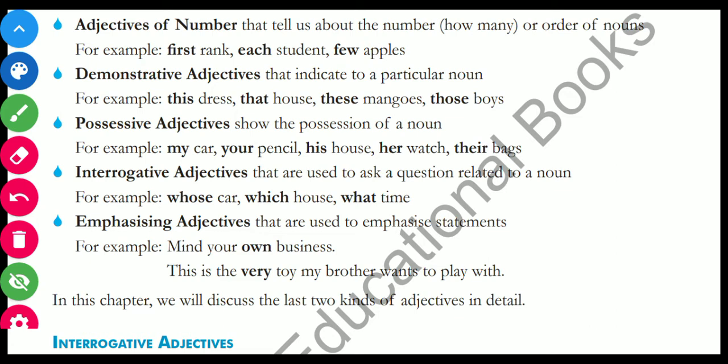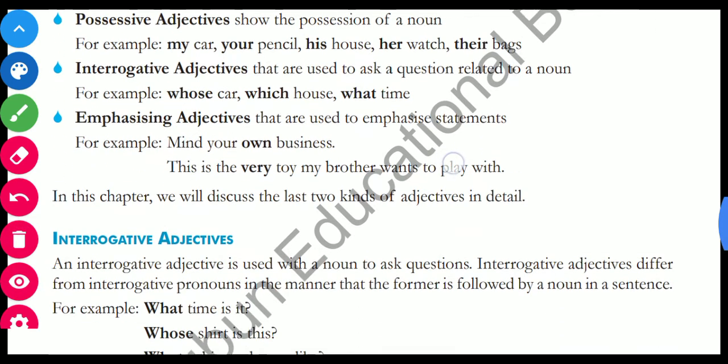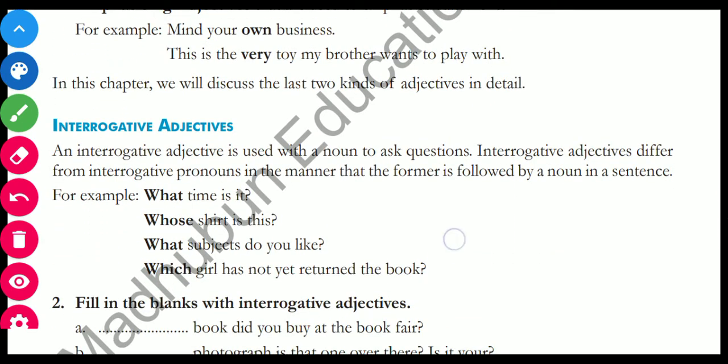See, for example, own: mind your own business. That means khud ke kaam se matlab; that own is an emphasizing adjective. This is the very toy my brother wants to play with. ये वही toy है जिससे मेरा भाई खेलना चाह रहा था. So that वही, that very is an emphasizing adjective. We'll read interrogative adjectives and emphasizing adjectives in a deeper way.